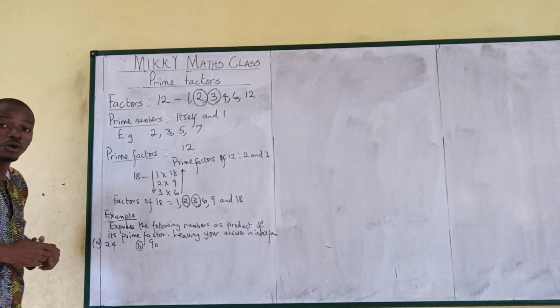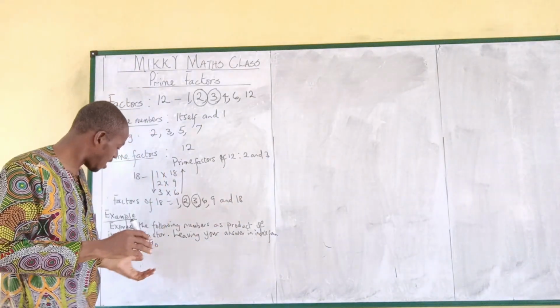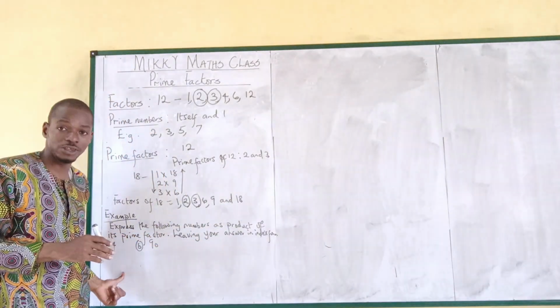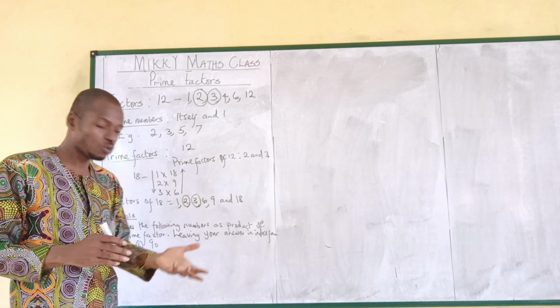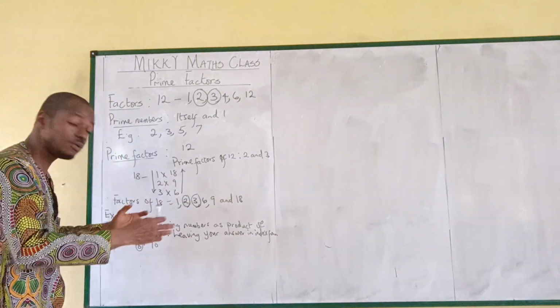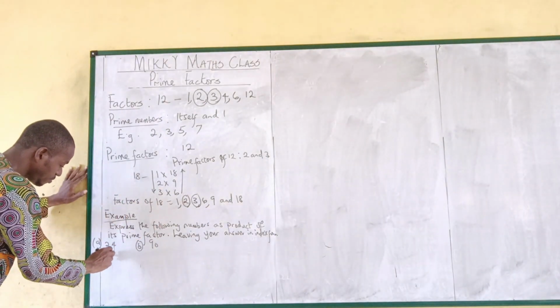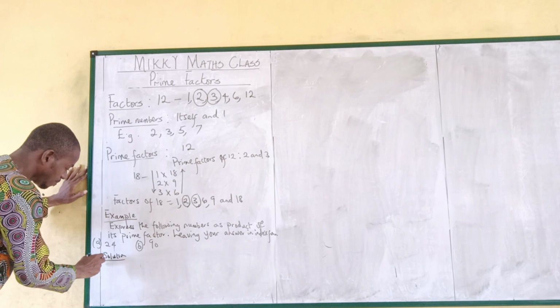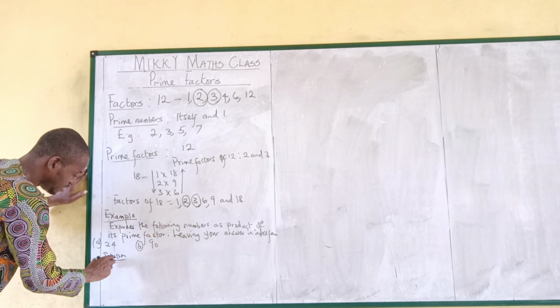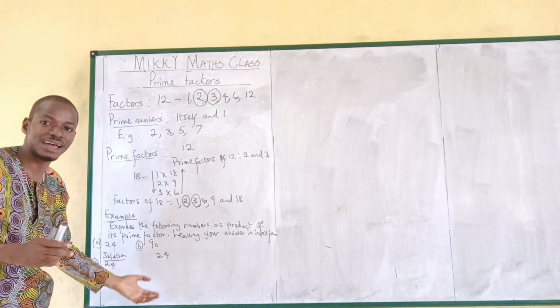Okay, 24. We can have two methods of solving it. You can use what they call the factor tree, or you can use what they call successive division by prime numbers. I will use the two methods here. So the first method I can use, let me use the factor tree, 24.